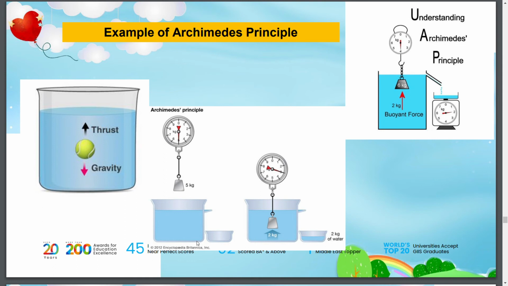So the effect of this is that all substances weigh less in water. Take a brick in your hand, gently dip it in the water, and you can see the entire brick is underwater. Do you feel that the brick is now lighter? Yes, it is. An example of Archimedes principle here: the thrust and the gravity, here 5 kg.